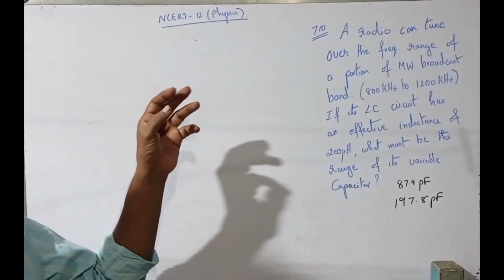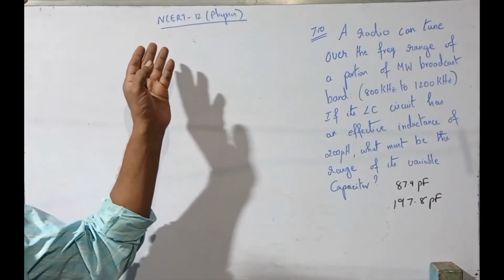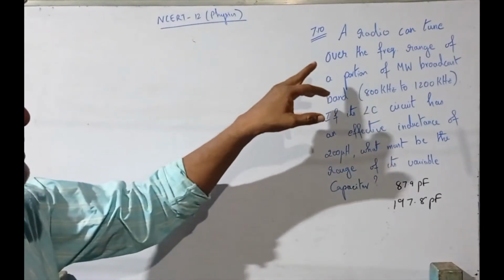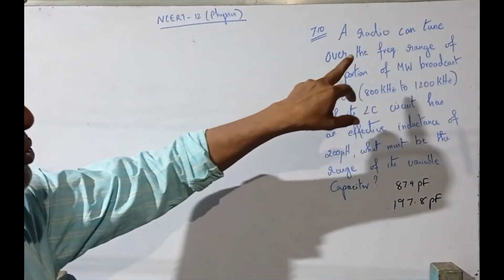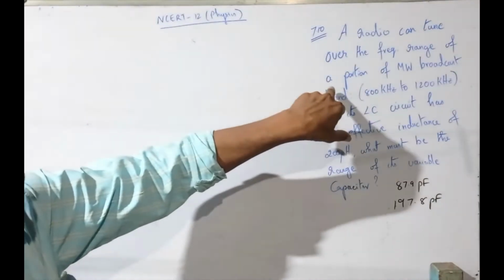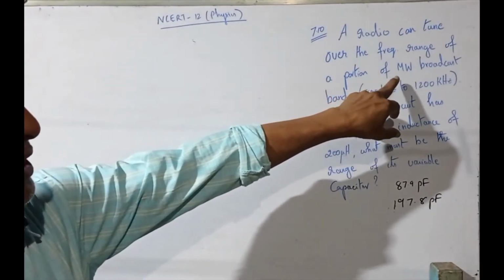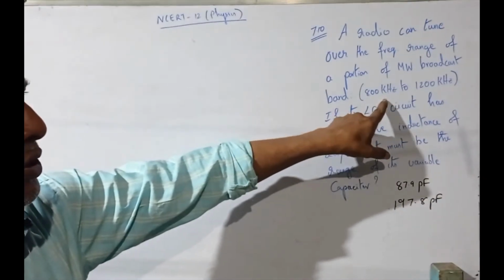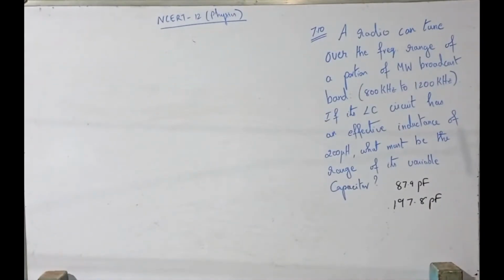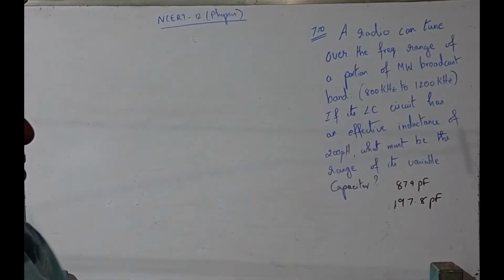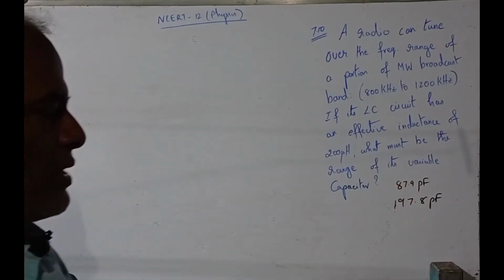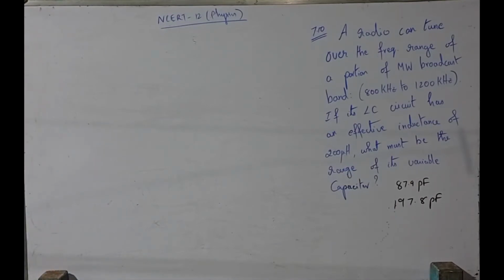So today's topic is we are going to solve NCERT 12th standard physics exercise problem 7.10. A radio can tune over the frequency range of a portion of medium wave broadcast band, 800 kHz to 1200 kHz. If its LC circuit has an effective inductance of 200 microhenry, what must be the range of its variable capacitor? The answer given in the book is 87.9 picofarad and 197.8 picofarad.